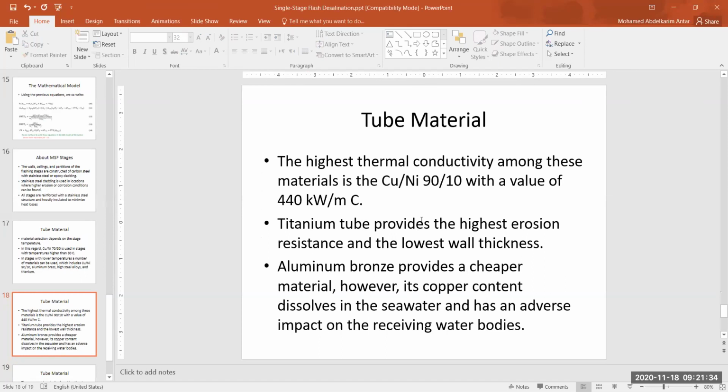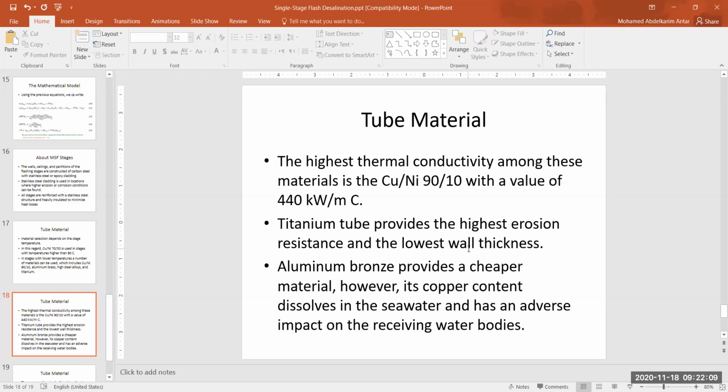Why copper? Basically, because the thermal conductivity is high, and then you have better heat transfer between steam and the seawater, or vapor and the seawater. Titanium provides the highest erosion resistance, although titanium has a lower thermal conductivity, but you can use tubes that are very thin. Accordingly, the thermal conductivity of these units is not going to be a burden on the heat transfer rate.